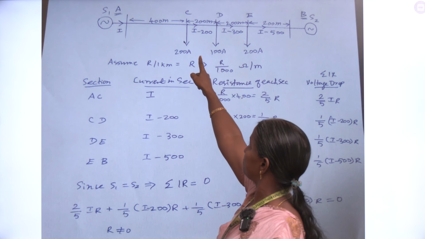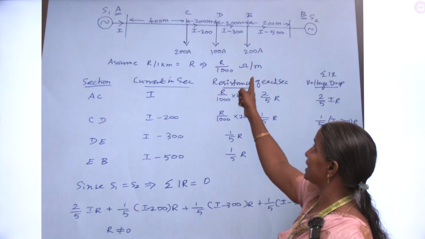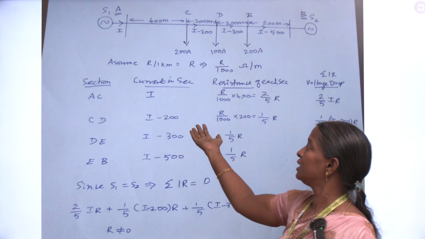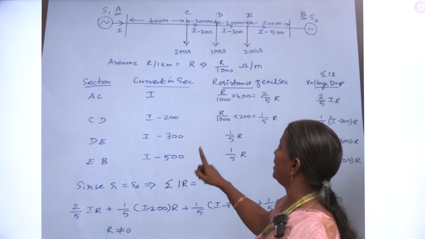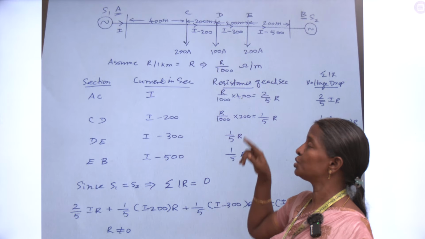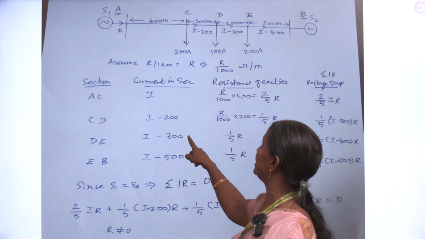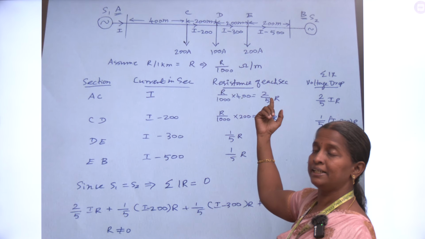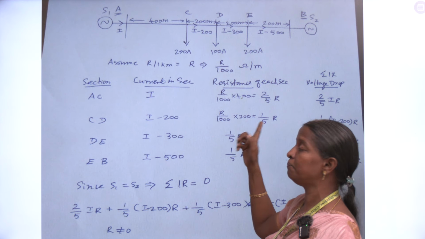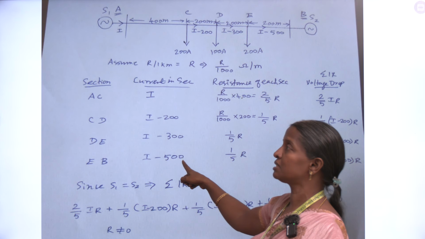When the current reaches the point C, what is the current we are tapping here? 200. So in this section CD, what is the remaining current? By applying Kirchhoff's current law, I minus 200. Next when it reaches the point D, again we are tapping 100 amps. So I minus 200 minus 100, I minus 300. When it reaches the point E, again we are tapping 200 amps. So I minus 300 minus 200, we will get I minus 500. So in this section the IB is I minus 500.